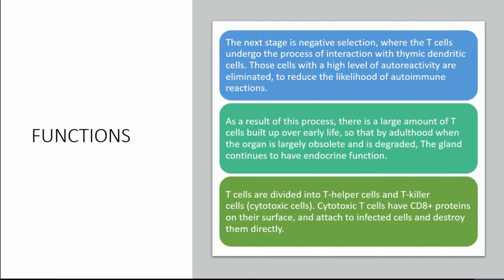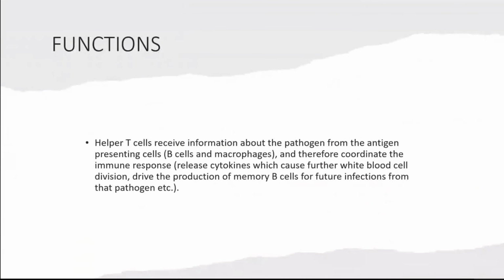So T cells are divided into T helper cells and T killer cells, also called cytotoxic cells. Cytotoxic T cells have CD8 plus proteins on their surface and attach to infected cells and destroy them directly. The helper T cells receive information about the pathogen from the antigen presenting cells, which are the B cells and the macrophages, and therefore coordinate the immune response by releasing cytokines, which cause further white blood cell division and drive the production of memory B cells for future infections from that pathogen.